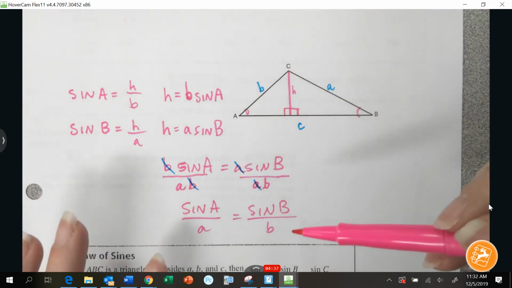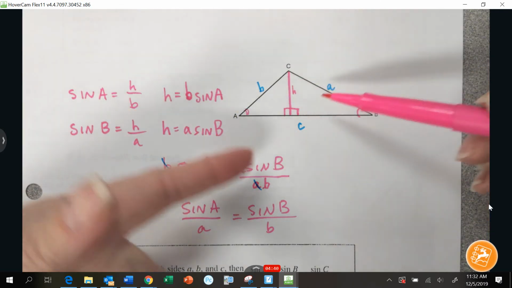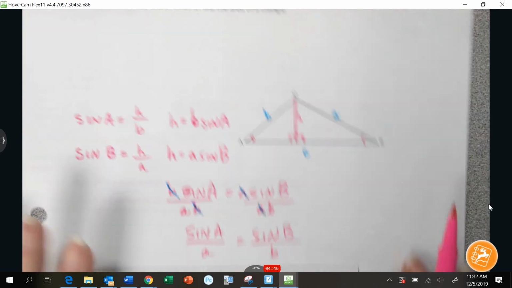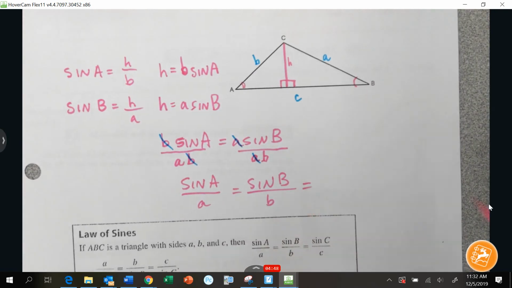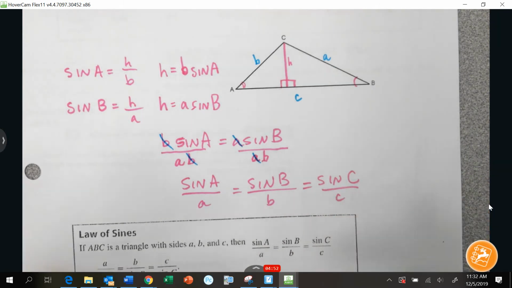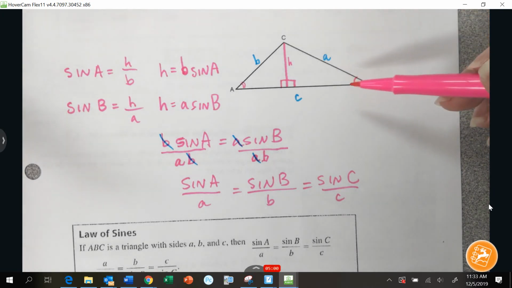Now, there's no reason that A and B had to be the two that I picked. Like I could turn this triangle a different way and draw it again and do the same thing again. It would end up allowing me to also find that sine of angle C over C is equal to these as well. So that's how we got the law of sines formula. It came from right triangles. All right.